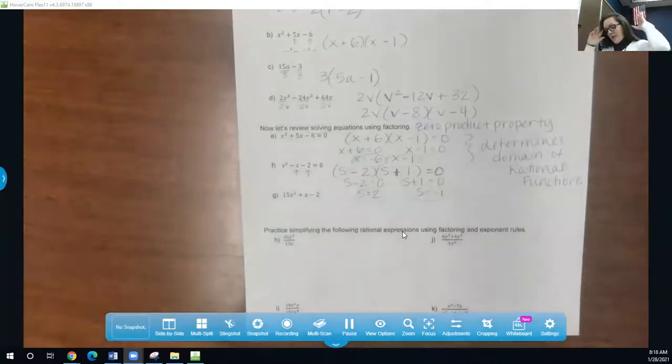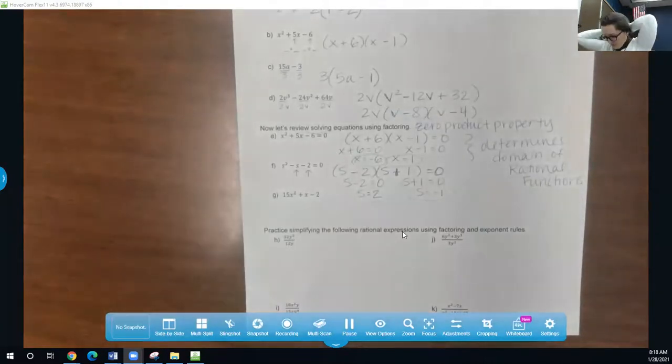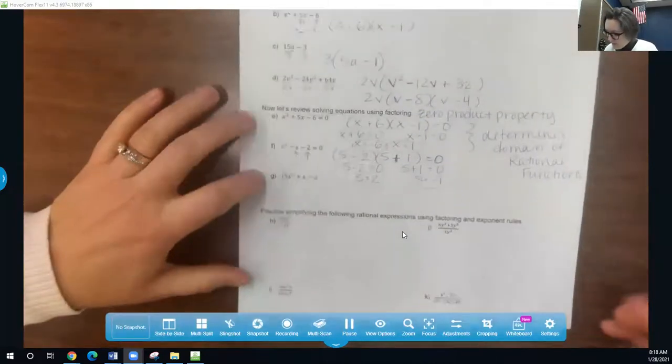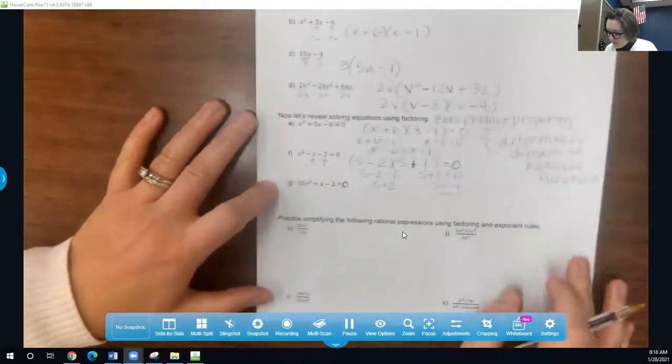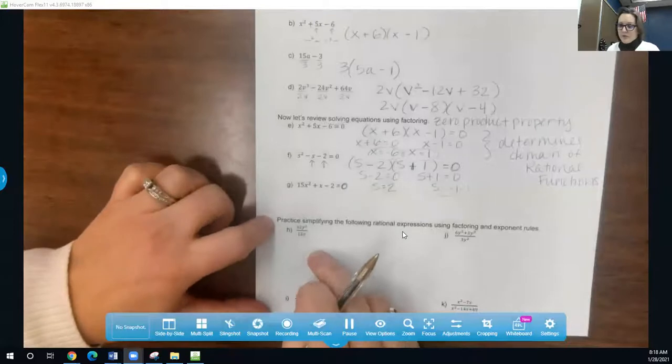Later on we're going to have to plug these in and really see if they are actual zeros or not, but it'll determine our domain. This doesn't equal 0 here. Go ahead and put a 0 there. All right, you get to do letter G, and we're going to move on to simplifying, okay?